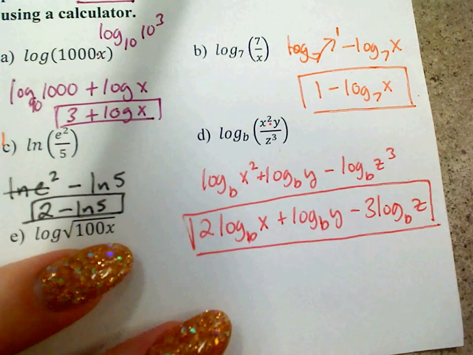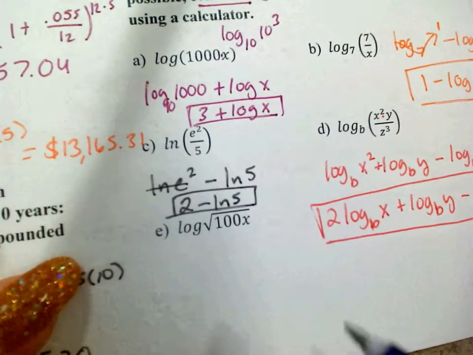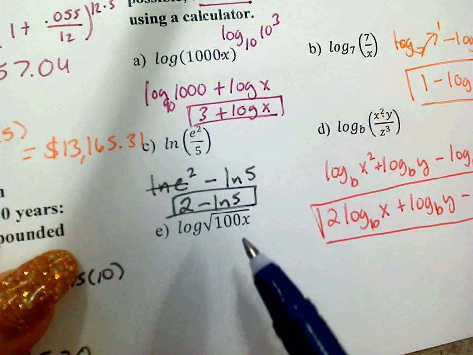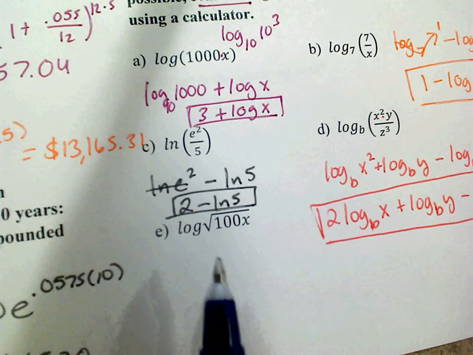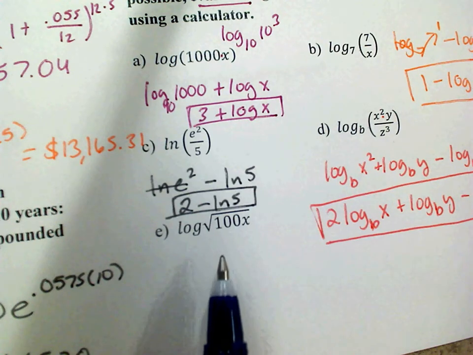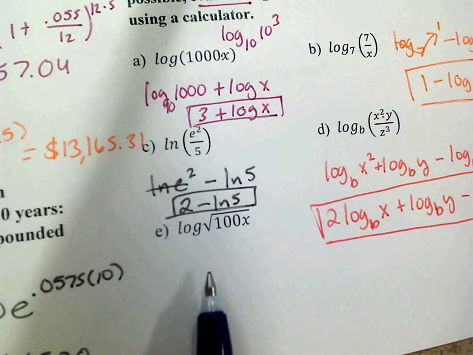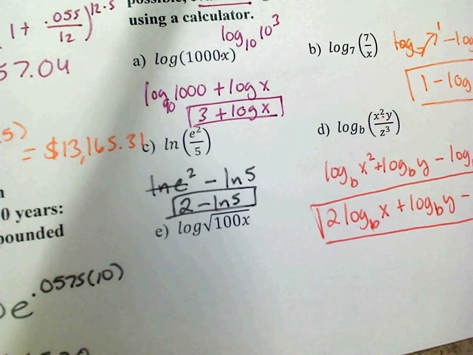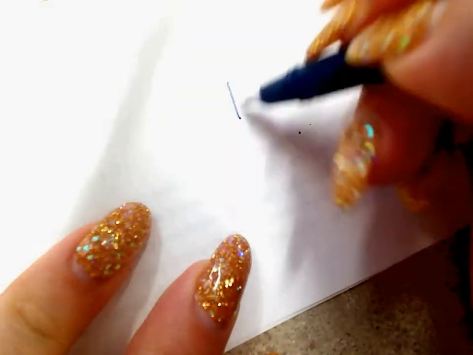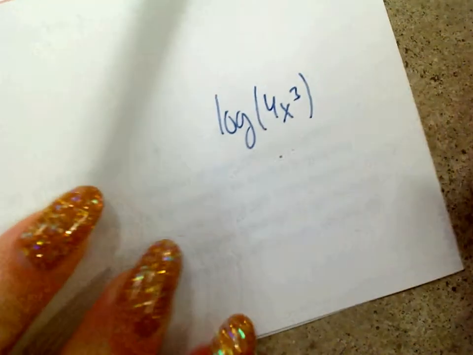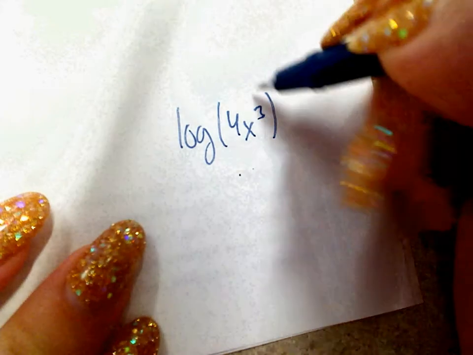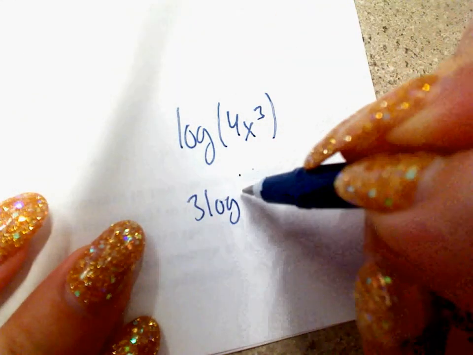On the last one, everything is being raised to the square root. Everything is underneath the square root, which means it's all being raised to the same power. I do have a bone to pick with people, though. Guys, if I asked you to expand this right here, I had a lot of people that brought the 3 down to the front. Can you guys tell me why that's wrong?